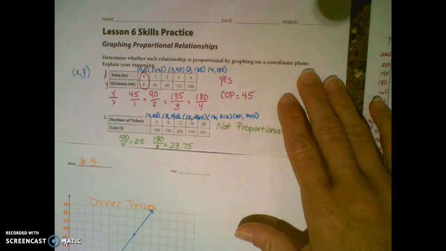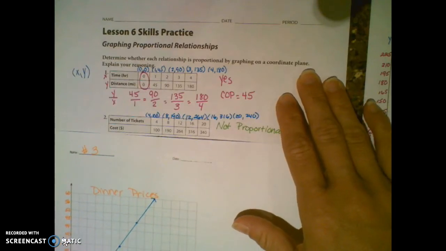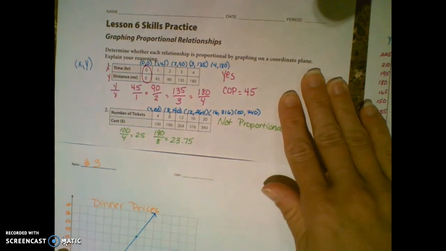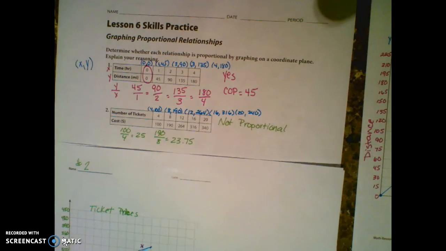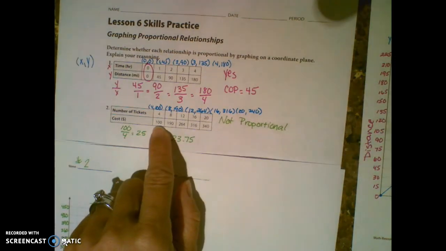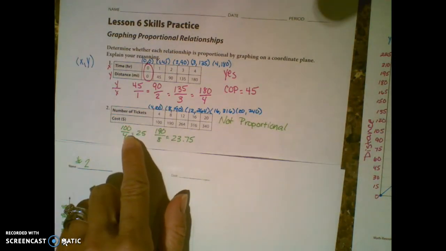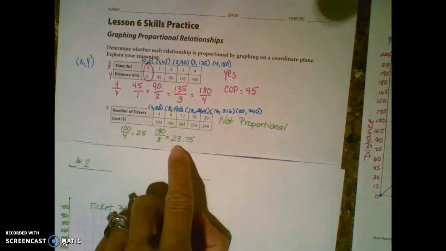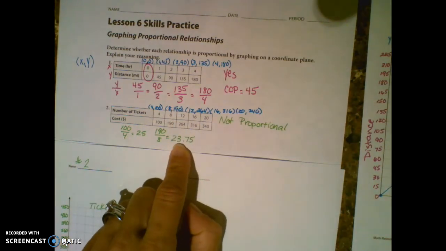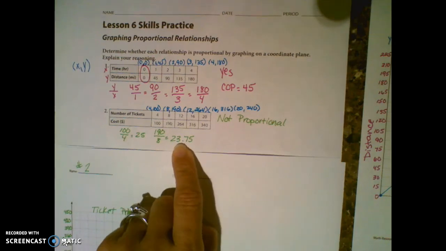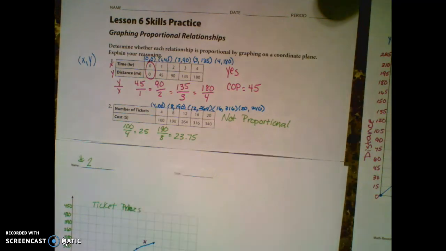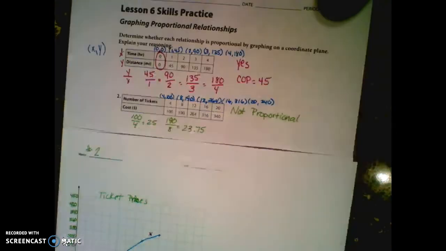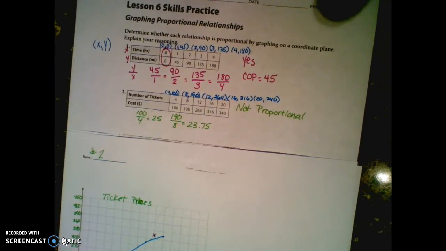Now let's look at number 2 and determine if that's proportional. I'm going to see that it's not proportional because when I take my y divided by x, 100 divided by 4 is 25, 190 divided by 8 is going to be 23.75. So right away I know it's not proportional. There's no COP, but I'm not going to explain yet because I have to explain why from the graph it is or is not proportional.